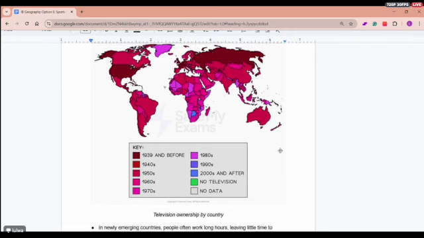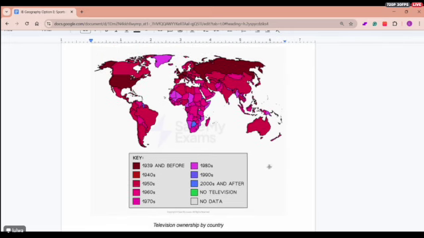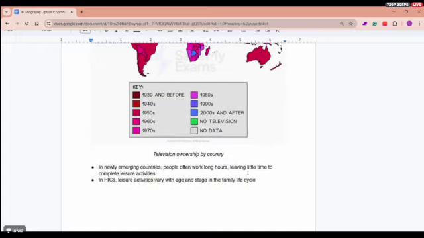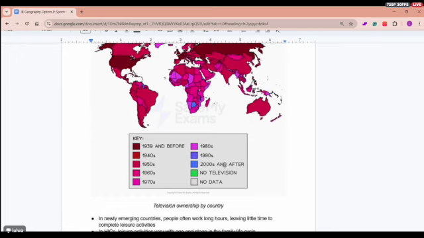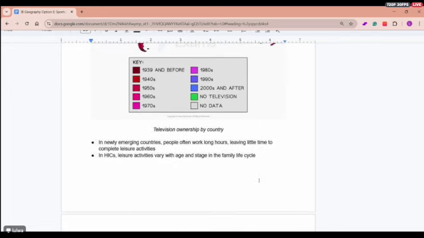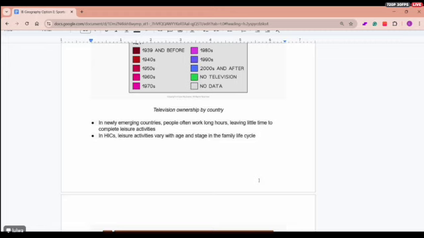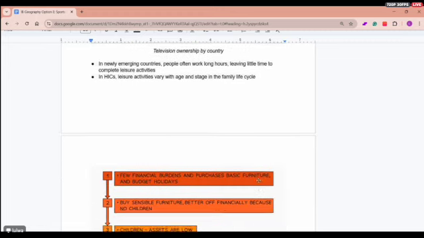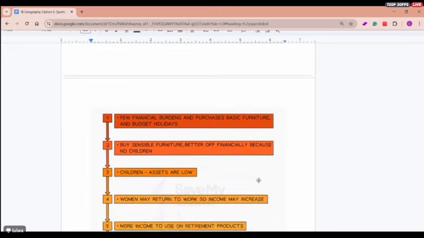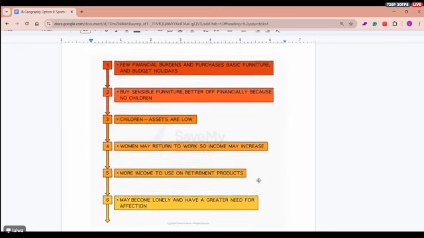And here are, I'm not sure, maybe when countries started owning televisions, but as you can see, they all kind of began owning them at a similar time, and some began to get them a bit later. In newly emerging countries, people often work longer hours, so there's very little time for leisure activities. And in higher income countries, leisure activities really vary with age and the stage in the family life cycle.